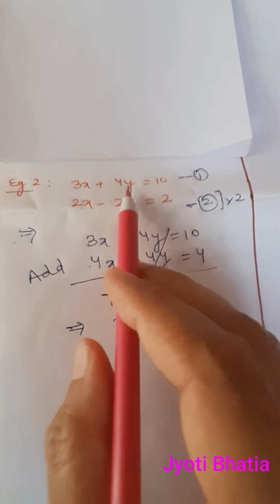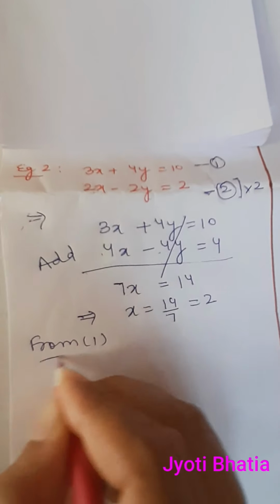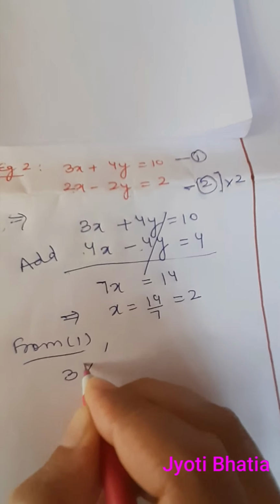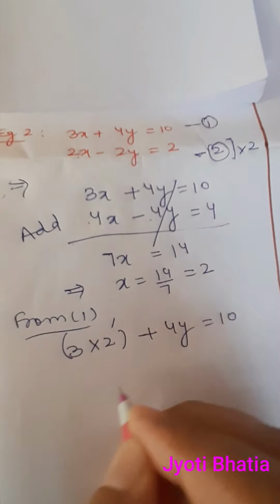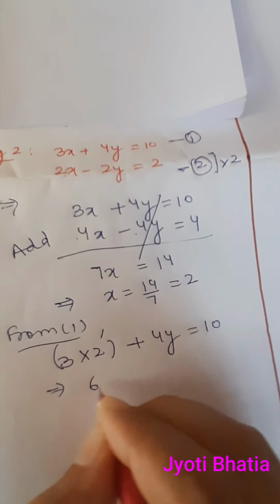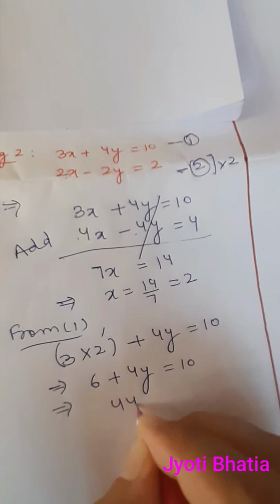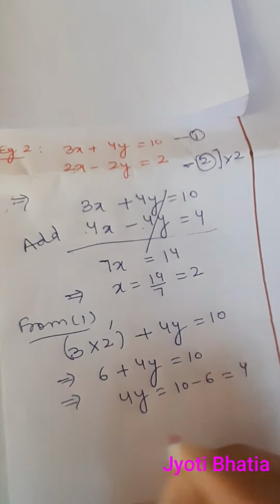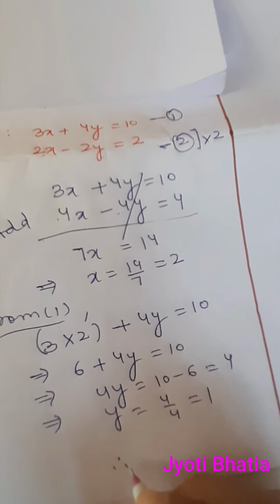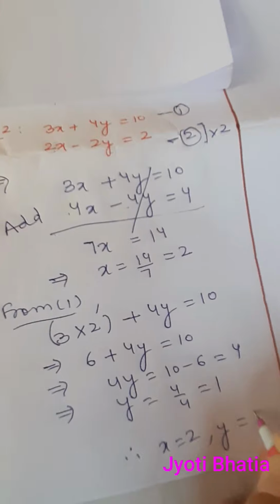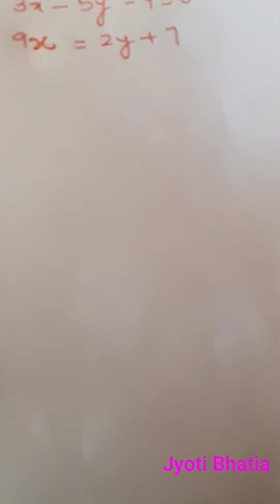Now you can put x equal to 2 in either of the equations to get the value of y. Let me take equation 1. From 1, 3 into 2, that is 3x plus 4y is equal to 10, which gives me 6 plus 4y is equal to 10. Taking 6 to that side, 4y is equal to 10 minus 6, which is 4. So this gives me y is equal to 4 upon 4, which is 1. So we get the solution as x equals 2 and y is equal to 1. Clear?